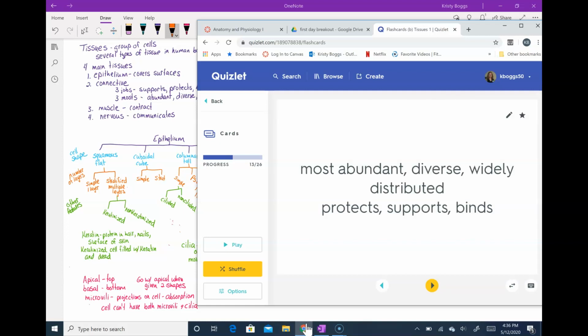Okay. Most abundant, diverse, widely distributed, protects, supports, binds. That is connective tissue.